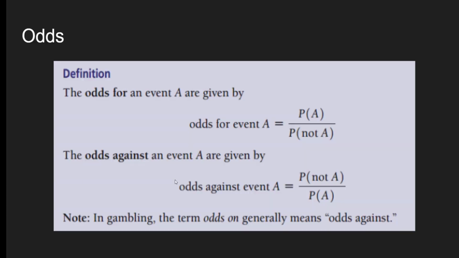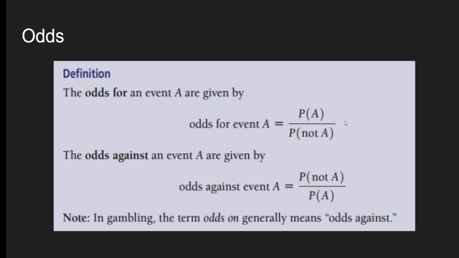In 7a, we will work with odds. The definition is as follows. So for an event A, the odds for event A are a ratio. The first number given is the probability of that event A occurring, and the second number given is the probability of that event not occurring.